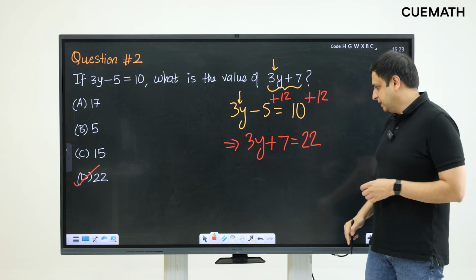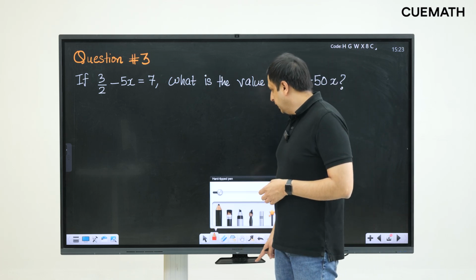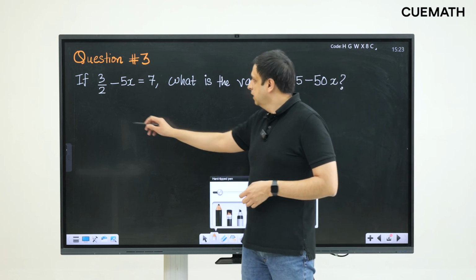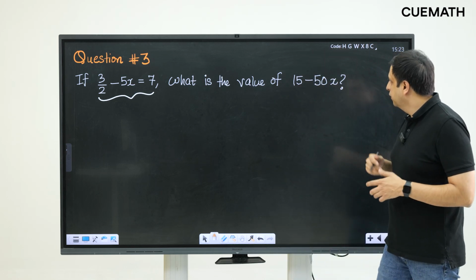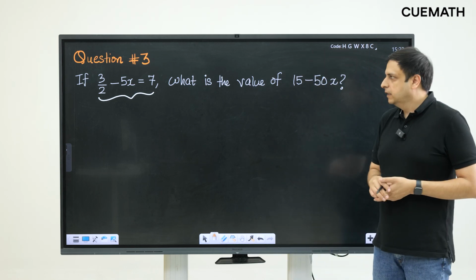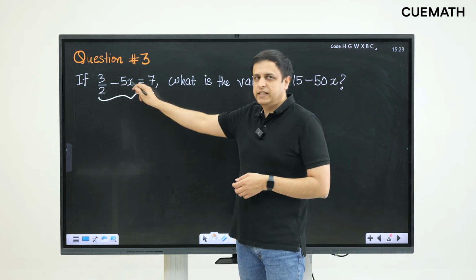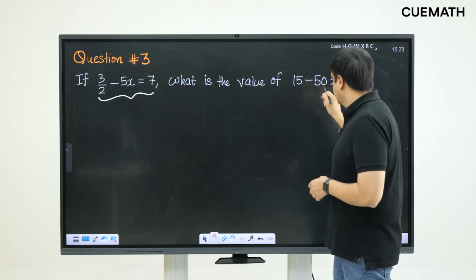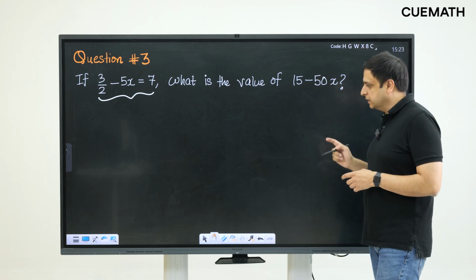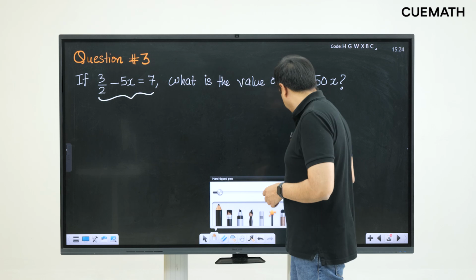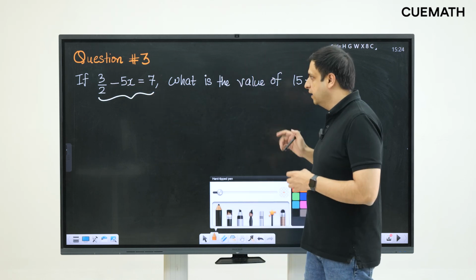Now let's take a look at the third question, which says if 3 by 2 minus 5x is equal to 7, what is the value of 15 minus 50x? Once again, the typical traditional way would be to solve this equation, find the value of x, and then substitute that into this expression. But we'll see if we can directly modify this equation to get the desired value.